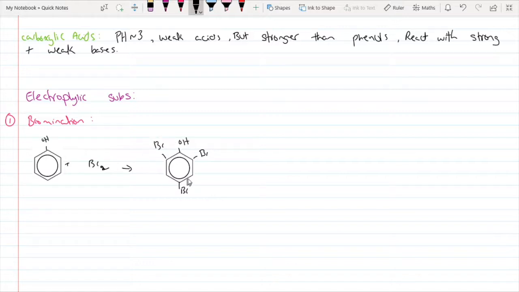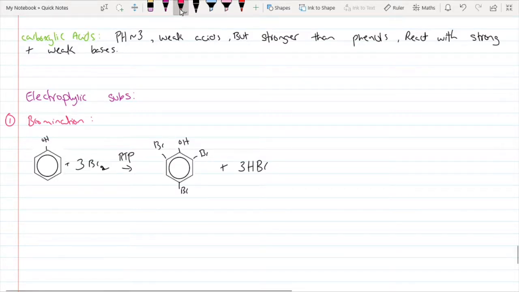Here, as you can see, this has undergone 3 substitution reactions. Therefore, we need to put 3 over here to balance the equation, and it is an electrophilic substitution reaction. We also form 2 products, so plus HBr, and again 3 over here. The condition for this is room temperature and pressure. It doesn't require a halogen carrier, as phenol is more reactive than benzene.